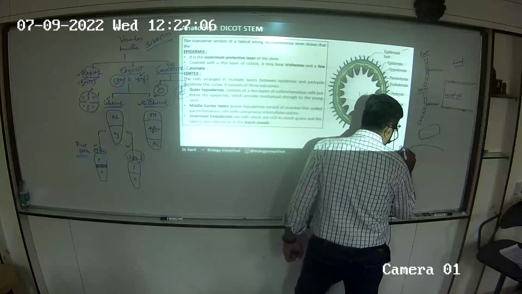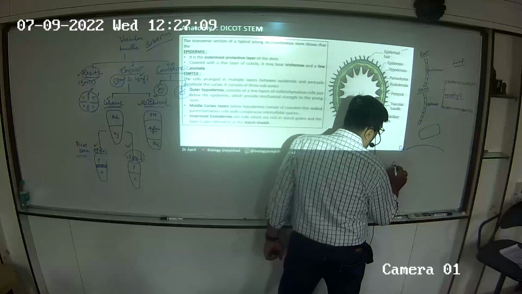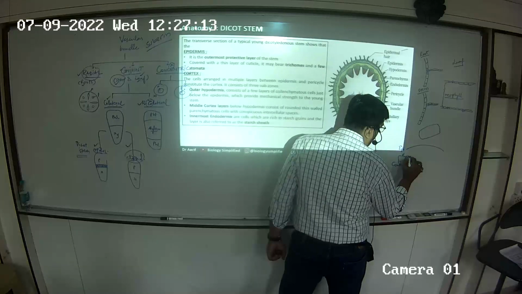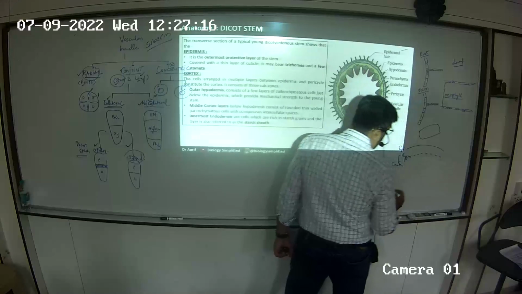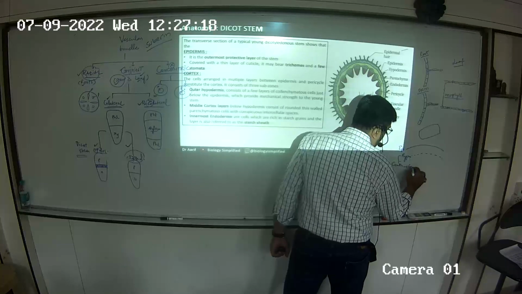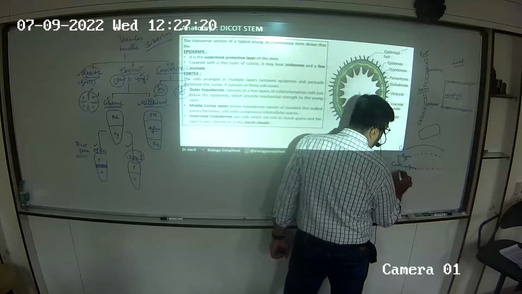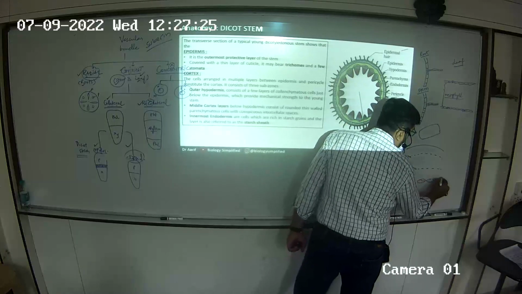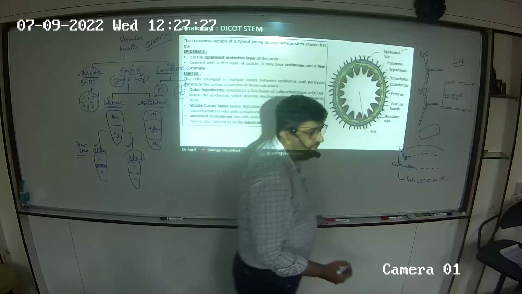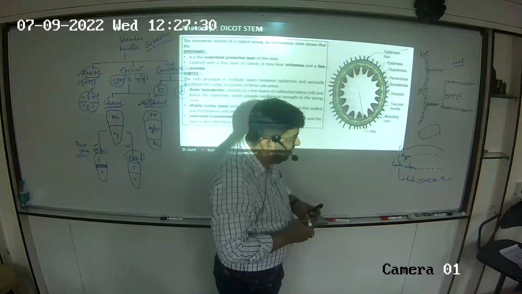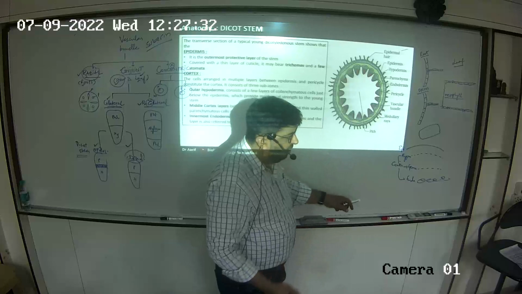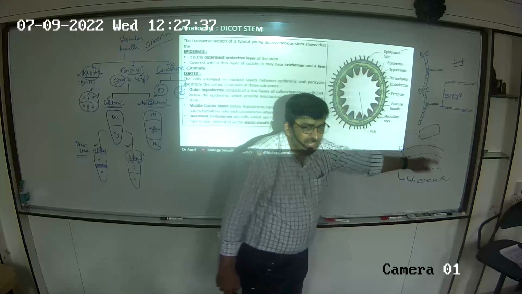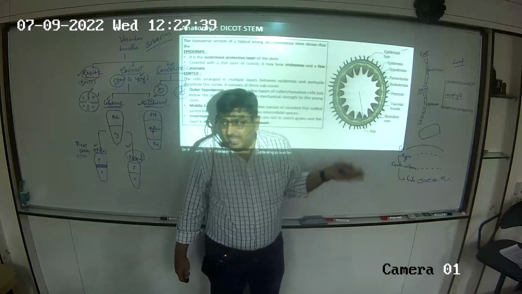This is epidermis. The cortex is made up of hypodermis, the general cortex, and the endodermis. What are the 3 parts of the cortex now? Hypodermis, general cortex, and endodermis. So hypodermis is the outermost layer of the cortex. Cortex का सबसे बाहर का layer है.